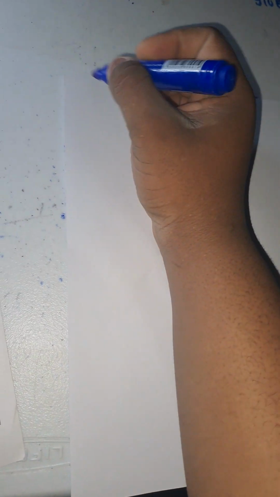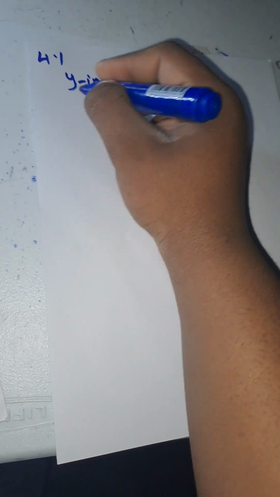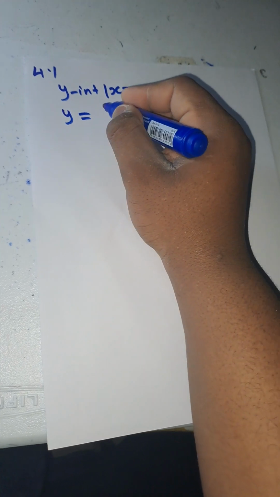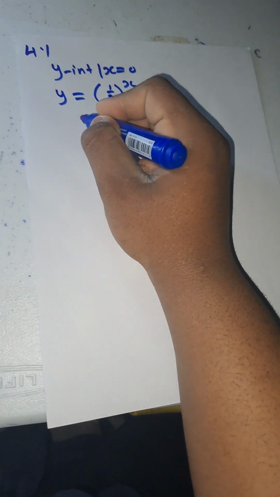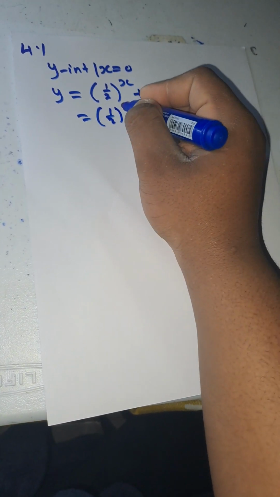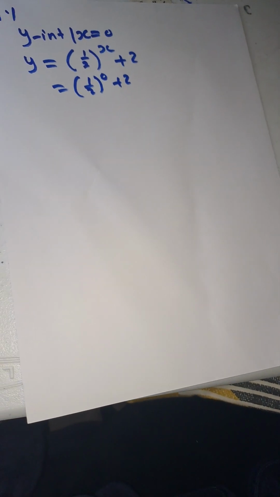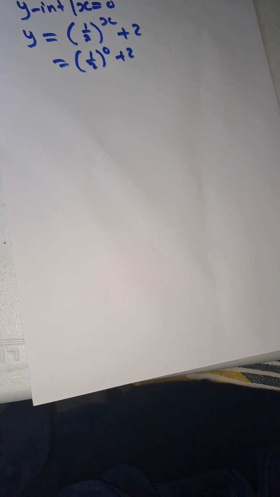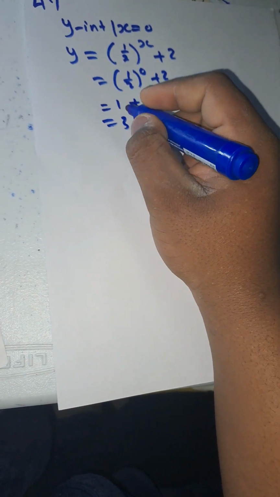Question 4.1, they want the y-intercept. So you let x equal 0. My equation is y equals 1 over 2 to the power of x plus 2. Where there is x, you put 0. Remember guys, anything to the power of 0 is 1. So my answer is 3, because it is 1 plus 2, which is 3.